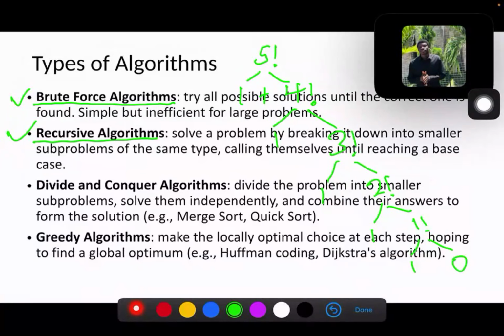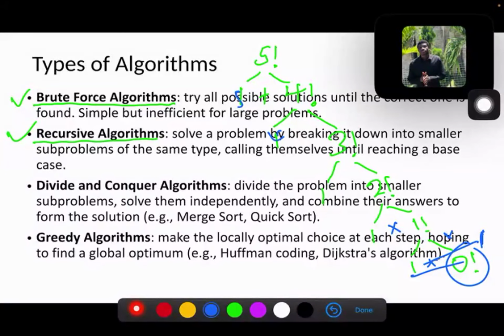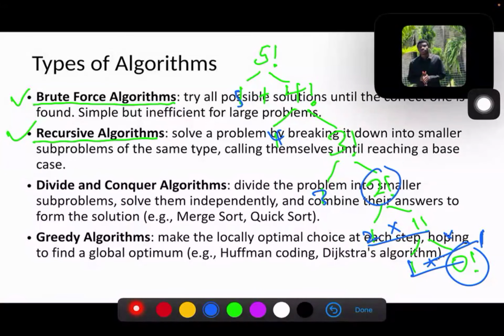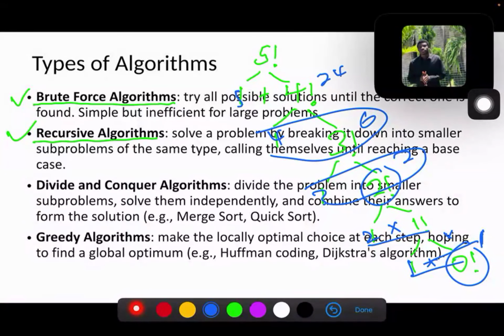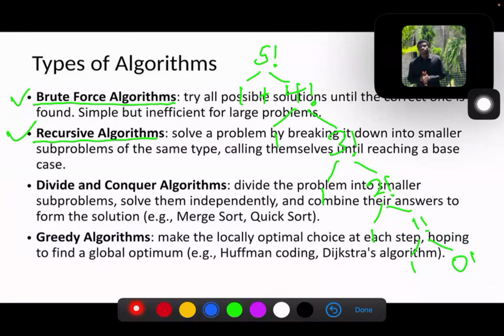But we know the factorial of 0, which is 1. So we go ahead and multiply the answers together: 5, 4, 3, 2, 1. We keep multiplying the answers together, and at the end of the day, we present the answer for the factorial of 5. This way of doing things is what we call recursion. It's a very nice way we can work things out in programming.